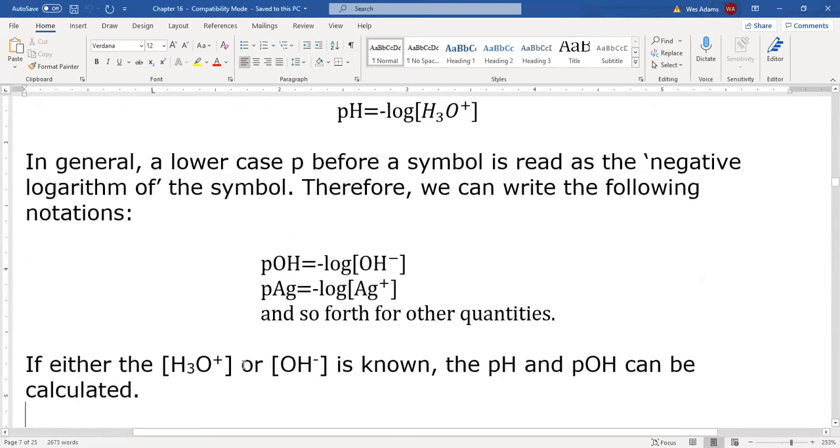So if I know either the hydronium ion or the hydroxide ion, I can get the pH, the pOH. Really, if I know one of those four things, I can get the other three.